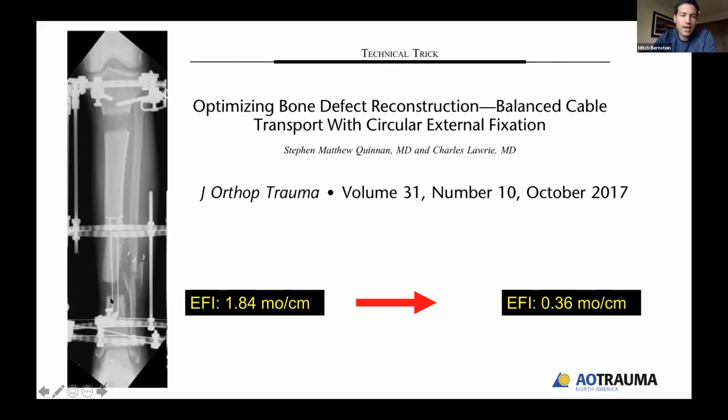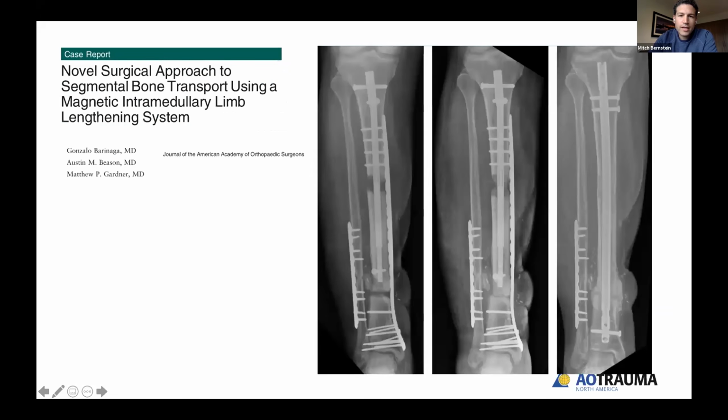is, as soon as this is done, he drops in an IM nail and then decreases the EFI to 0.36 months per centimeter. So these integrated techniques are amazing at decreasing the time of the patient being in the external fixator. All internal techniques are new.